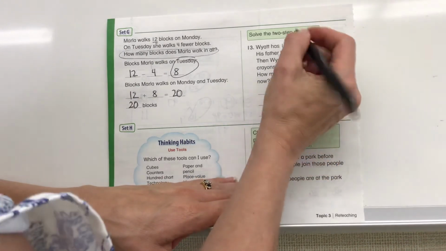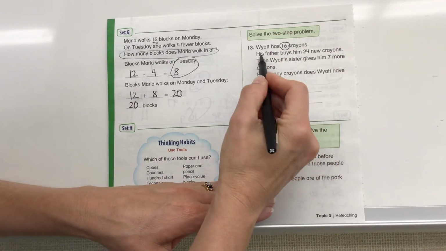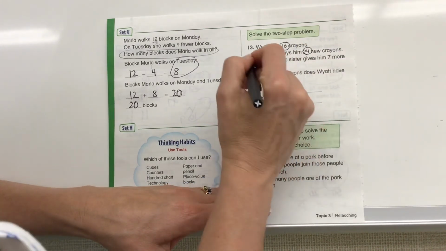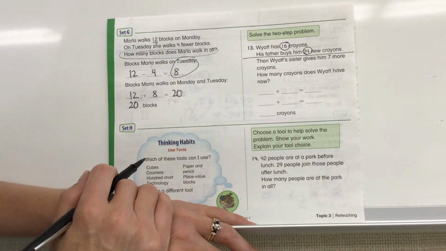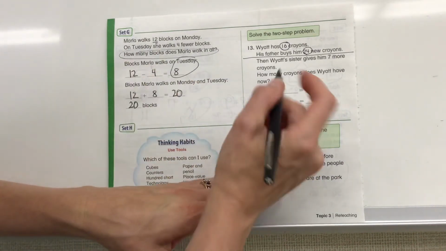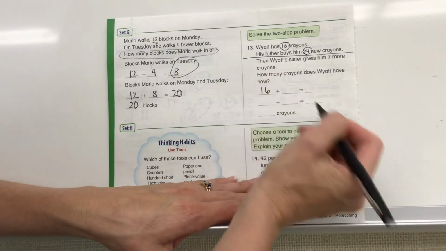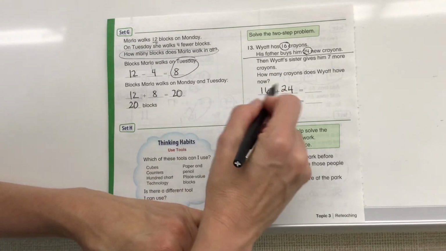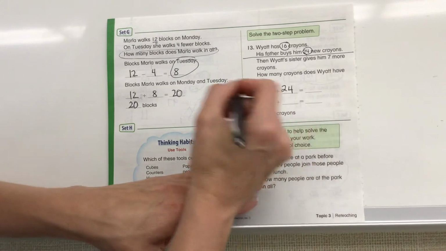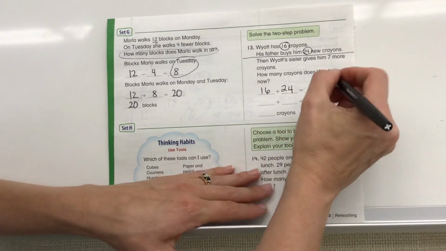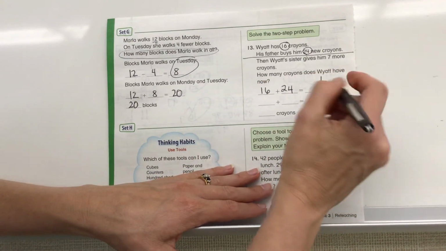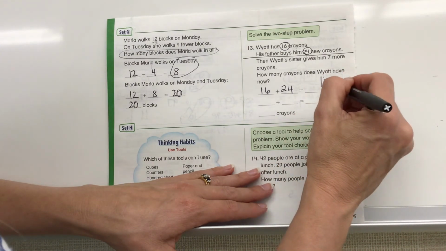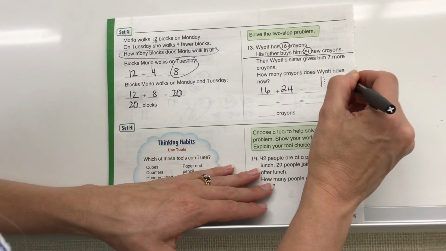Okay, Wyatt has 16 crayons. His father buys him 24 new crayons. Let's stop right there. I'm just going to draw a line because we have several parts. We're going to do it in parts. So Wyatt has 16 crayons. His dad buys him 24 more crayons. Let's figure out how many he has. 16 plus 24. I'm going to do place value blocks. 10, 11, 12, 13, 14, 15, 16, plus 24, 10, 20, 21, 22, 23, 24.